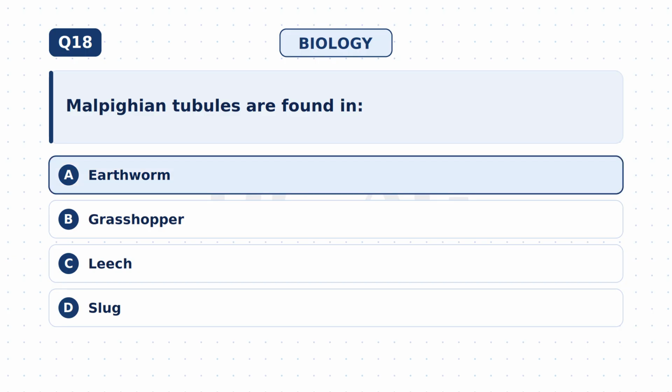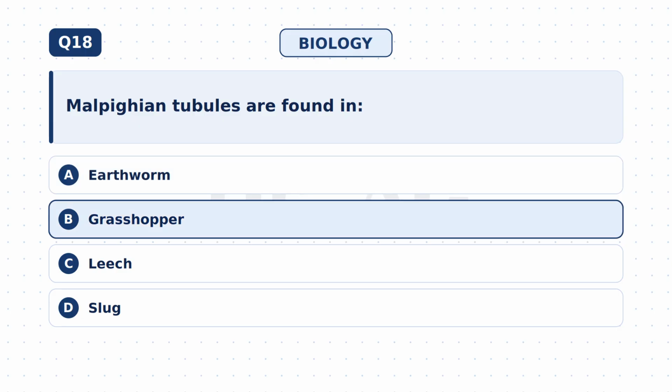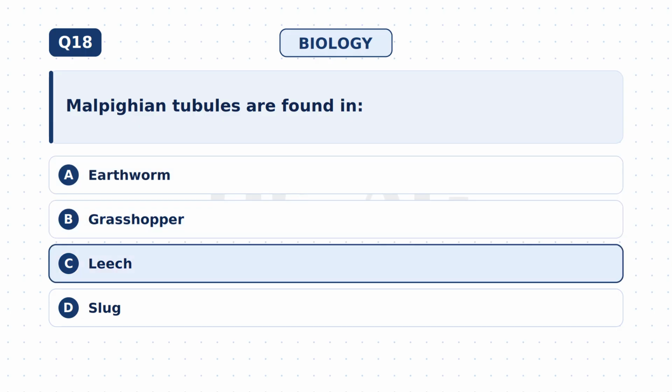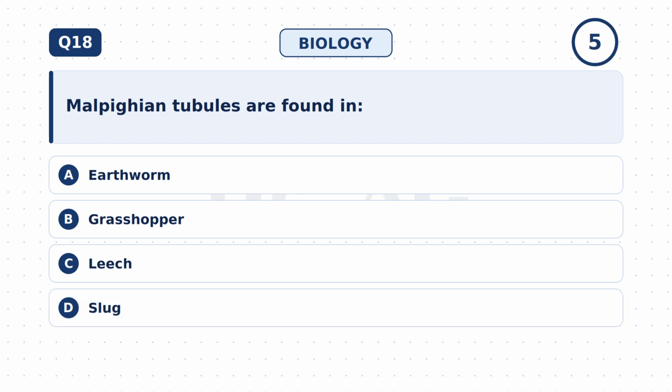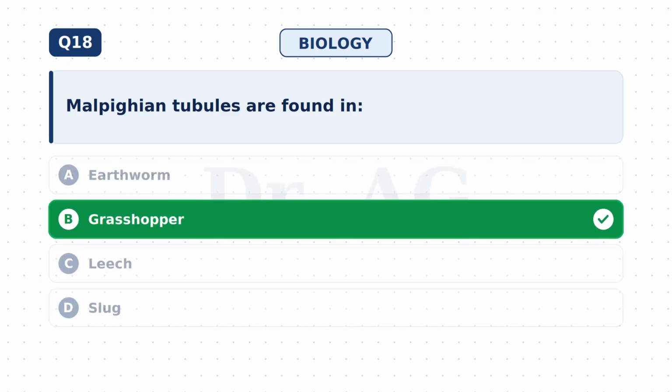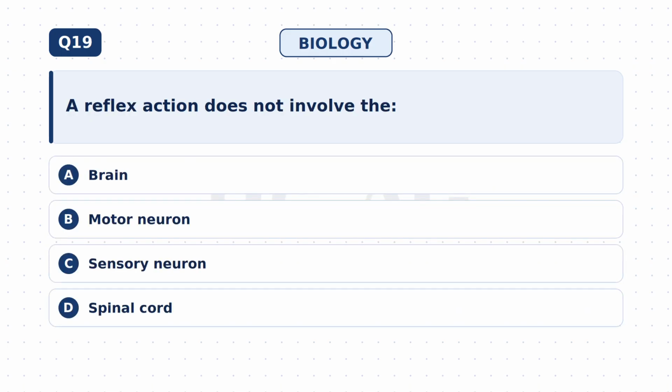Question 18. Malpighian tubules are found in. Option A. Earthworm. Option B. Grasshopper. Option C. Leech. Option D. Slug. The correct answer is B. Grasshopper.